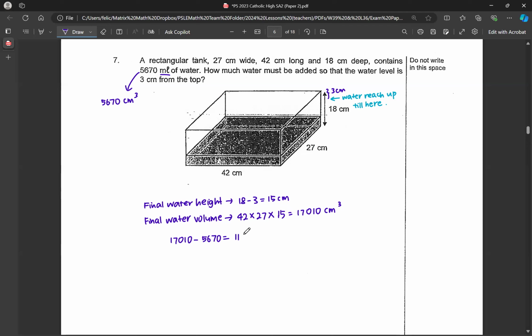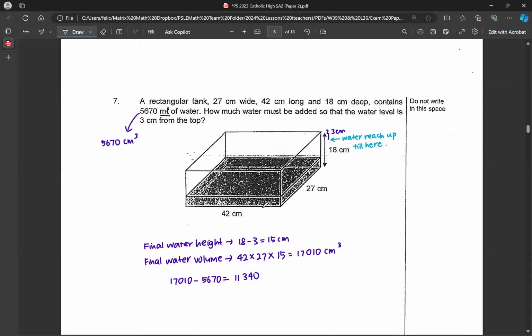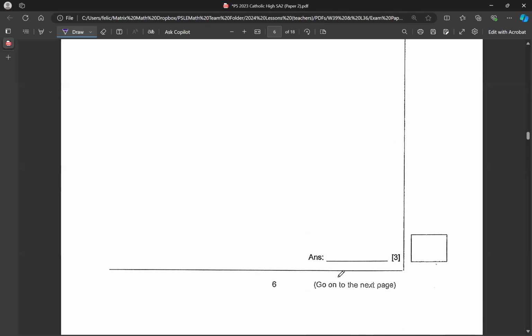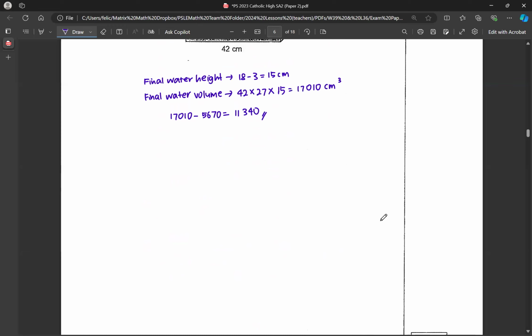So that will be 11,340 ml. That means 11,340 cm3 of water to be added in. So that will be my answer. When you write down your answer, you can either write ml or cm3 for this. Doesn't matter.